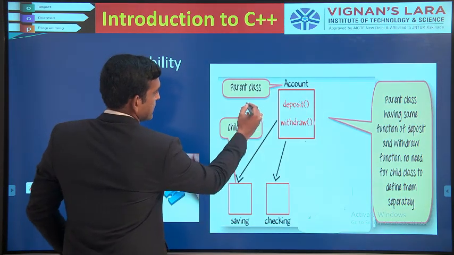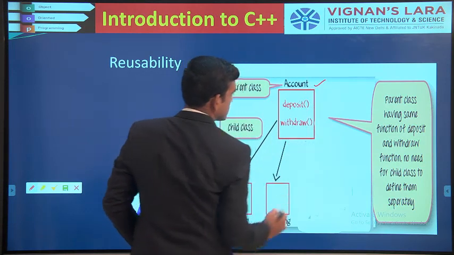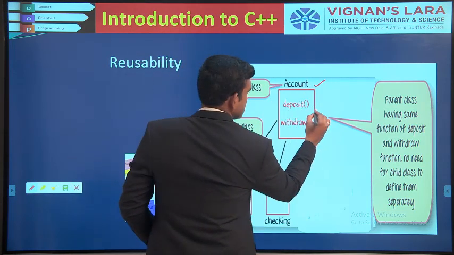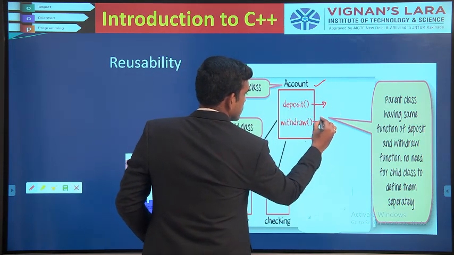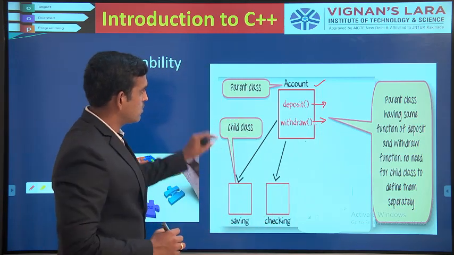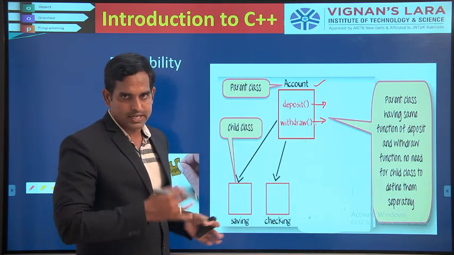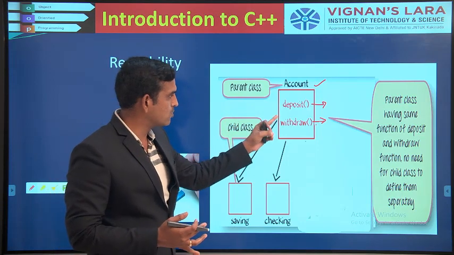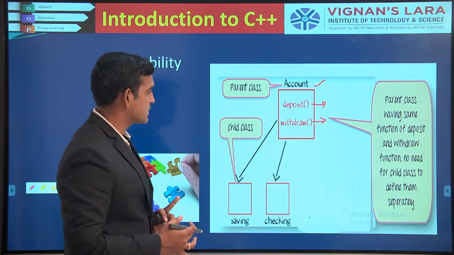So your particular parent class here is your account class. The account class has two methods, that is the deposit method and your withdraw method. So initially you have written an account class. That account class has two methods, deposit method and withdraw method.